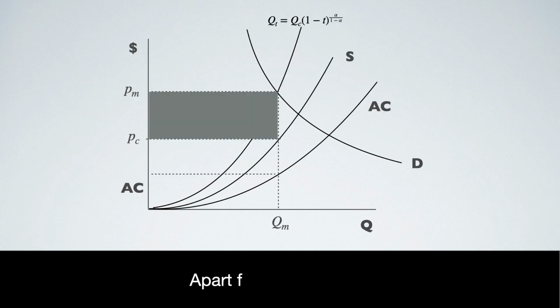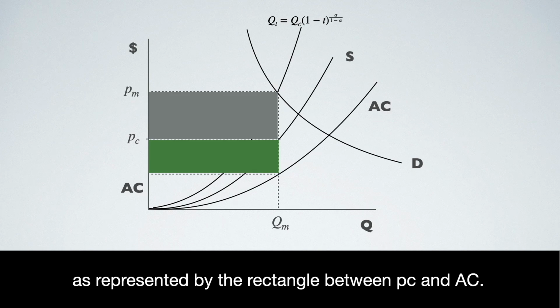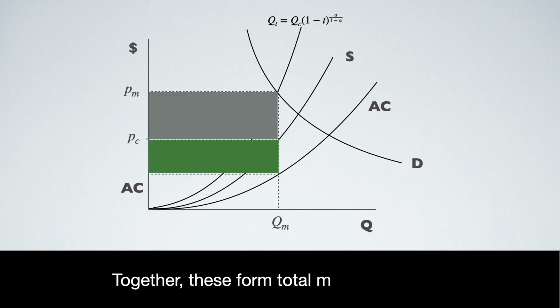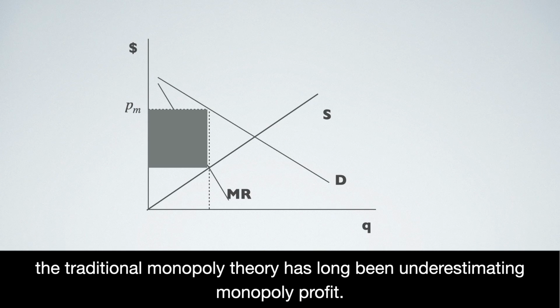Beyond extra profit. Apart from extra profit, James already enjoys normal profit, as represented by the rectangle between PC and AC. Together, these form total monopoly profit. Disproving traditional theory, when it contains only extra profit. The traditional monopoly theory has long been underestimating monopoly profit.